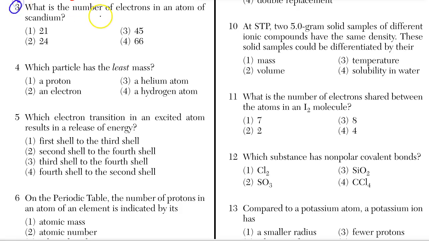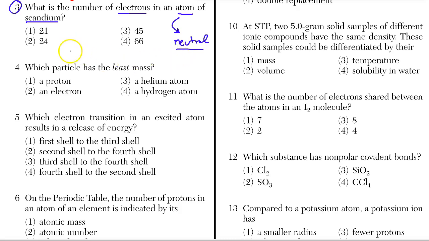Number 3, what is the number of electrons in an atom of scandium? My people, I teach my kids, anytime you hear atom, you say neutral. If we're at a really cool chemistry dance party, I say atom, you say neutral. Atom, neutral. Atom, neutral. Anytime you hear atom, you know to say neutral, which means an atom always has a charge of 0.